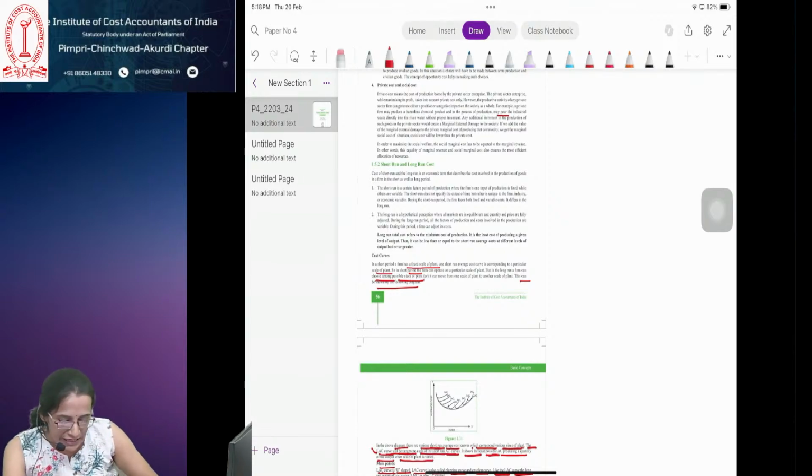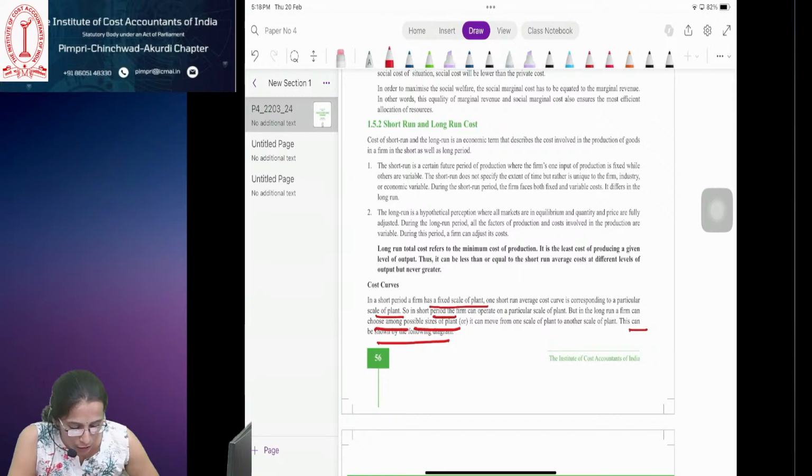So what they are saying is that short run and long run costs, same they are saying. Short run is a certain period of production where the firm's one input of production is fixed while others are variable. The short run does not specify the extent of time. There is no specific time duration like 12 months is short run or 6 months is short run. But rather it is unique to a firm or industry. Every firm, every industry will have a different period of time and different duration for the short run, right? During the short period, the firm faces both fixed and variable costs.